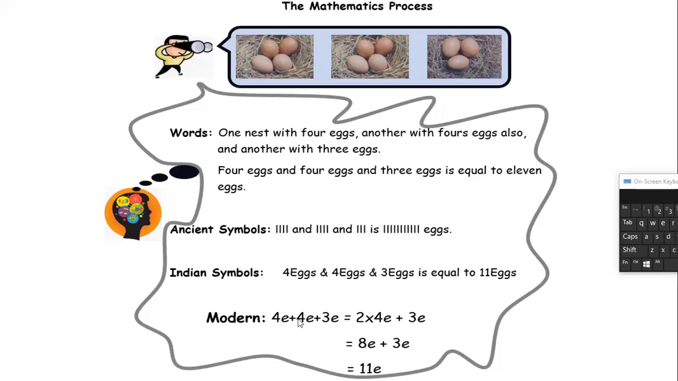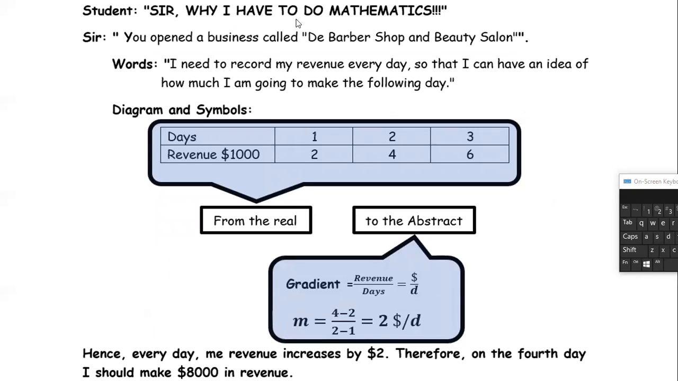Look at how this is reduced, and look at how you have all those words. Okay? So always bear that in mind. That is what is actually happening when you go into a math class and you see all those symbols. All those symbols are just words abbreviated. All right? Each symbol represents something, a potential something in the real. Okay. You may have another example. So why do I have to do mathematics? Look at what someone may respond. You may open a business called the Barber Shop and Beauty Salon.